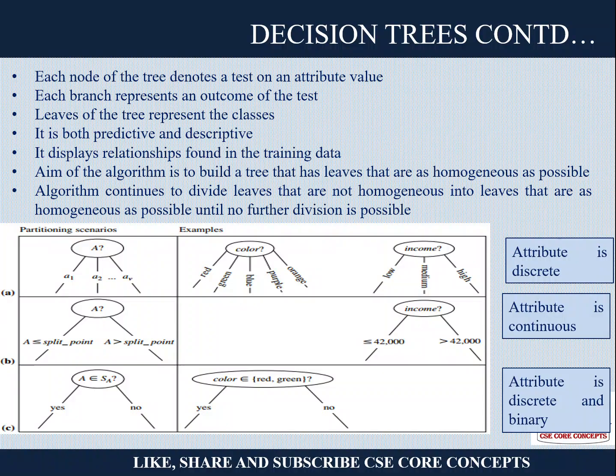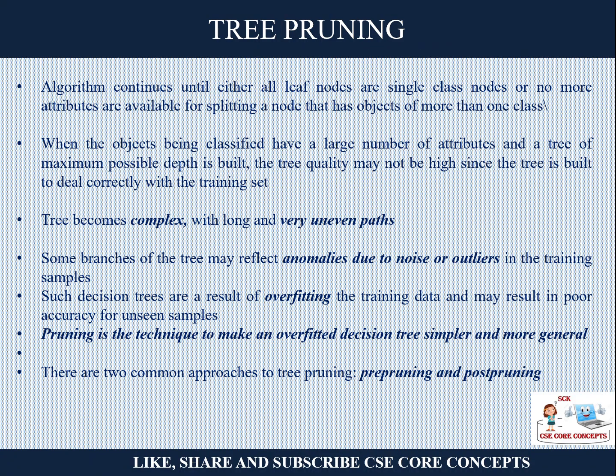Then the attributes can be discrete and binary as well. If I have two options of color, either red or green, then if your color falls within these two, it is yes or no. Understood? For example, you can say smoking: either he is smoking or he is not smoking. So the values are discrete and binary.